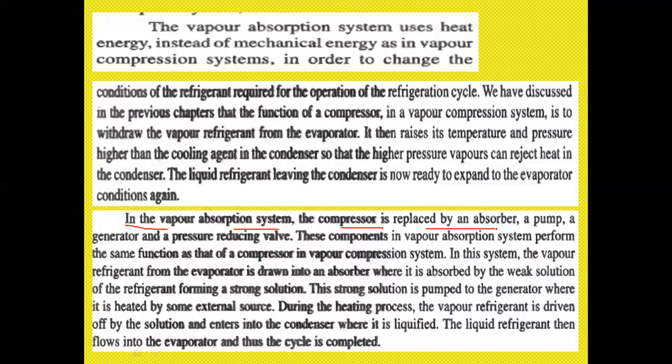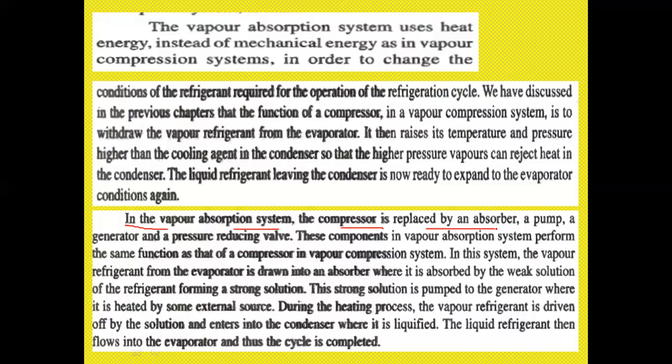So here the vapor refrigerant from the evaporator is drawn into the absorber, where it is absorbed by the weak solution of a refrigerant, forming a strong solution. This strong solution is pumped to the generator, where it is heated by some external source. During the heating process, the vapor refrigerant is driven off by the solution and enters into the condenser, where it is liquefied. So the liquid refrigerant then flows into the evaporator, and thus the cycle is completed. So this happens in this vapor absorption system.